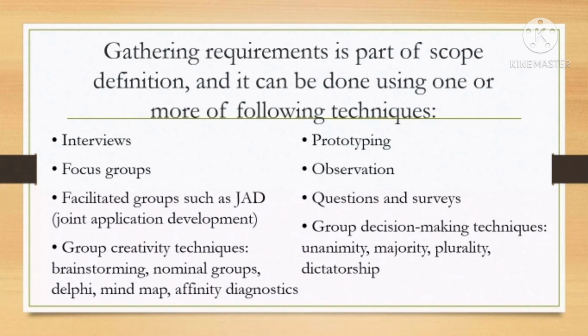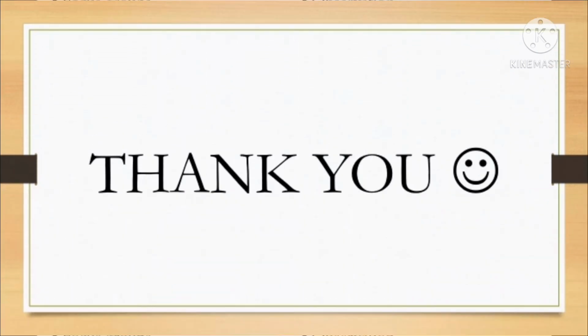Gathering requirements is a part of scope definition and it can be done using one or more of the following techniques: interviews, focus groups, facilitated groups such as JAD, joint application development, group creativity techniques, brainstorming, nominal groups, Delphi, mind map, affinity diagrams, prototyping, observation, questionnaires and surveys, group decision-making techniques, unanimity, majority, plurality, dictatorship. And that's all.